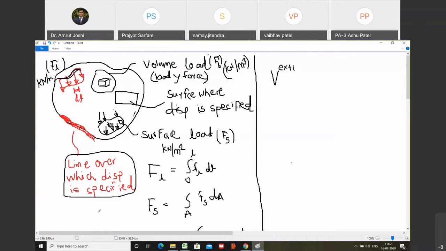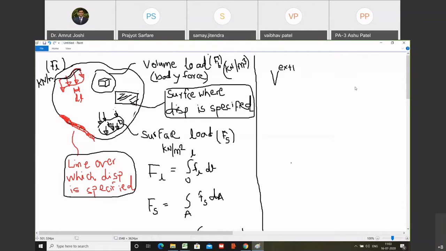Similarly, I have something here, this is the surface where displacement is specified. These displacements can be zero or non-zero. For example, you must have solved the problem of continuous beams where you have support sinking. Let us say support B sinks by 5 mm. So displacement is specified, but it is non-zero. So this surface where displacement is specified and this line over which the displacement is specified contribute to boundary conditions or support conditions of the body. Are you with me?